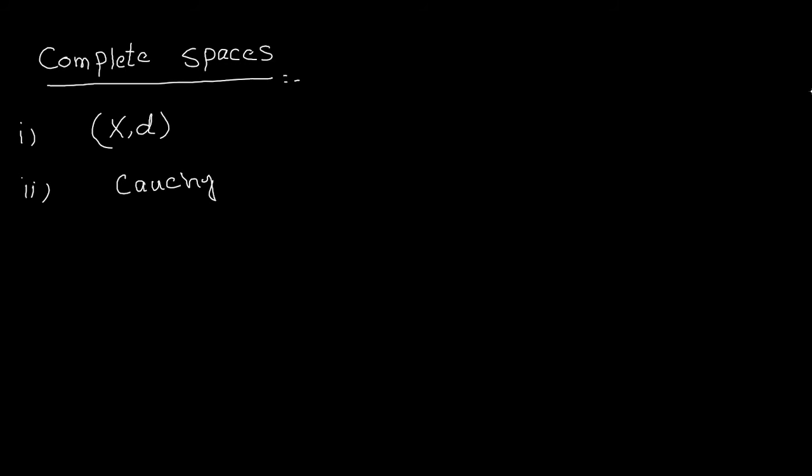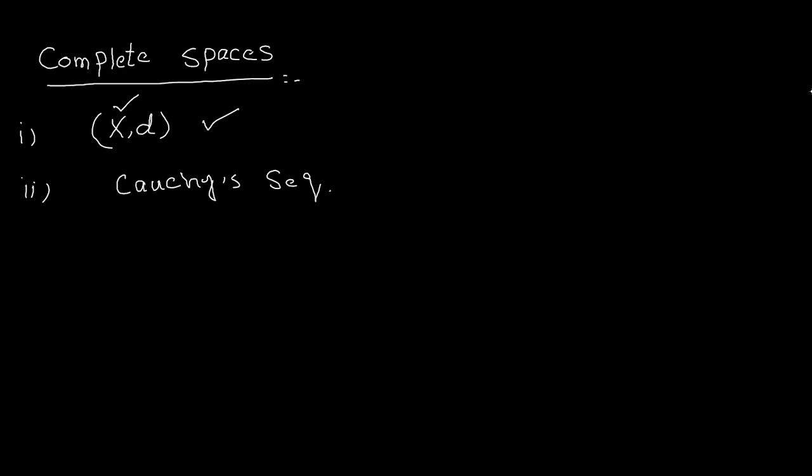The second one is the Cauchy sequence. The space is complete if every Cauchy sequence in X converges to a point of X. Here X is a metric space, and we will take a Cauchy sequence from this metric space, and that Cauchy sequence should converge to a point of X. This is the complete definition of a complete space.